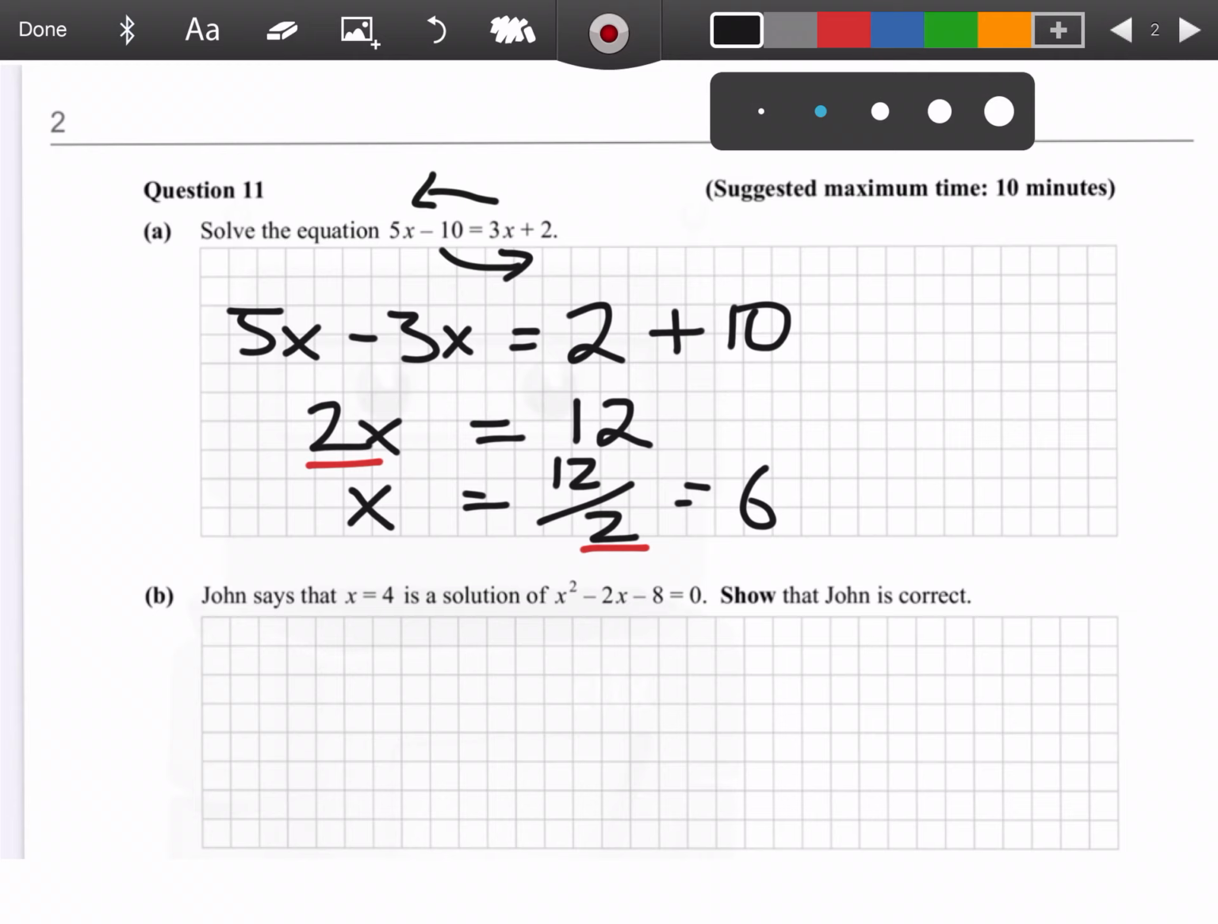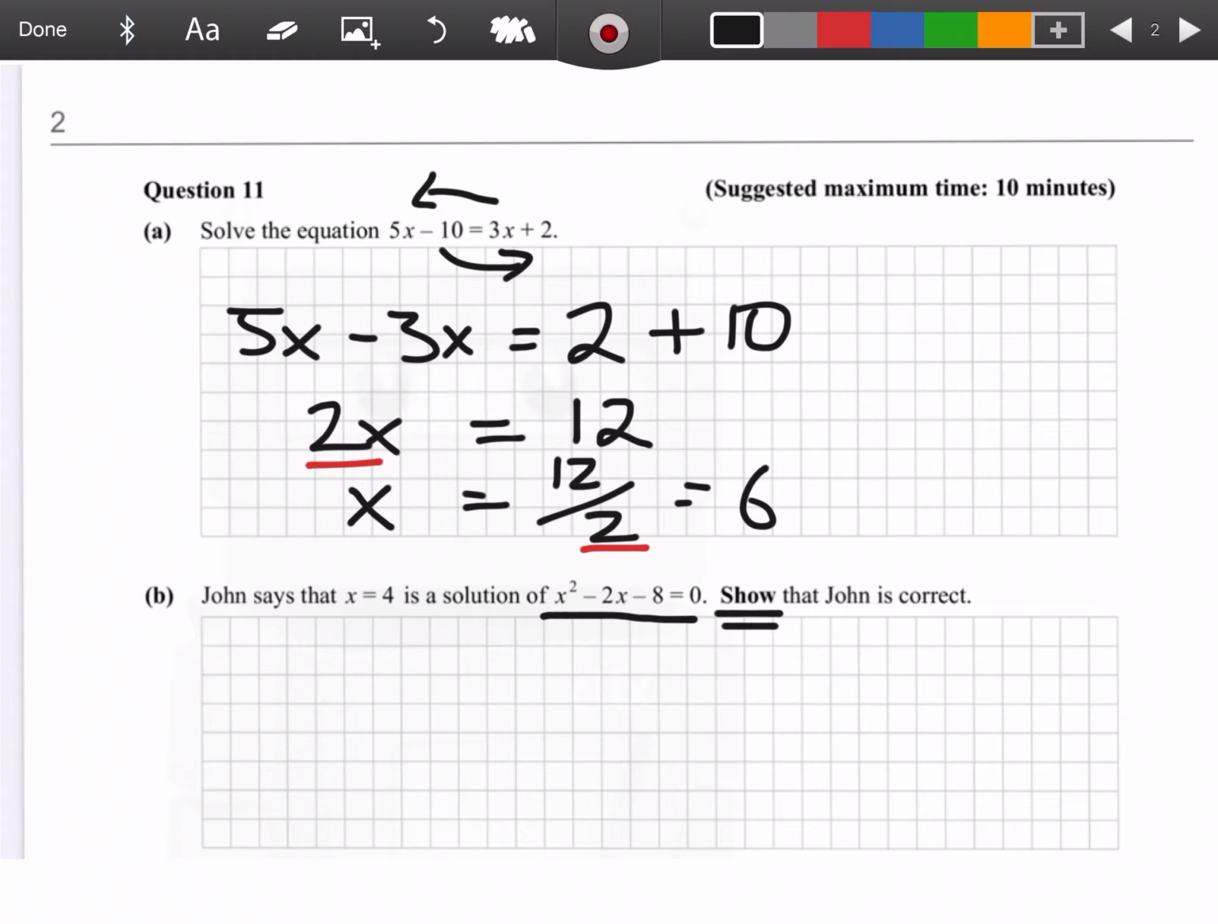Part B here, John says that x equals 4 as a solution. Show that he is correct. Okay, now you can see that that's in bold. Show that John is correct. So it's telling you what x is. All you've got to do is substitute in your x value, and when I pop it in here and here, I should end up with 0 as my answer. If I don't, I've done it wrong. It's telling me to show that he's correct. So if I do that and it doesn't equal 0, I've made a mistake somewhere.